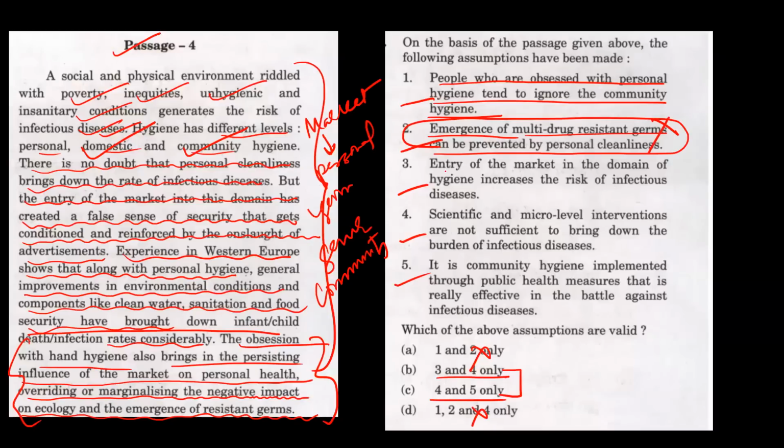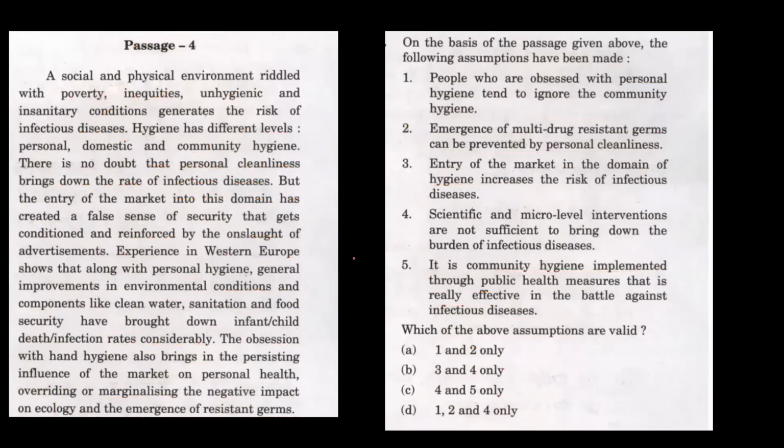The entry of market in domain of hygiene increases the risk of infectious diseases. Second, it is the community hygiene implemented through public health measures that is really effective in battling against infectious diseases. Guys, you see here statement 3, they are just exaggerating that. In the passage they are talking about entry of market is masking. It is not increasing, it is masking the threat. So statement 3 is not correct. Statement 5 is correct.